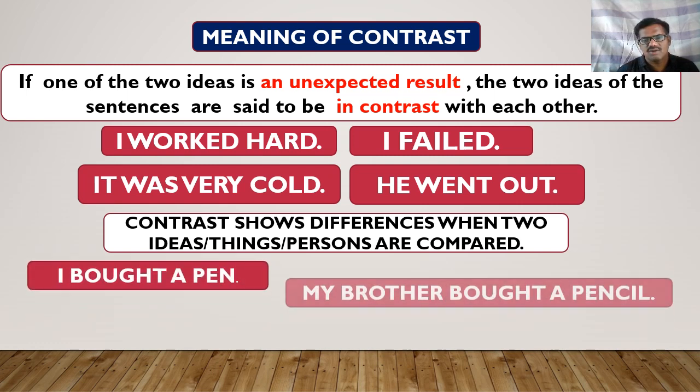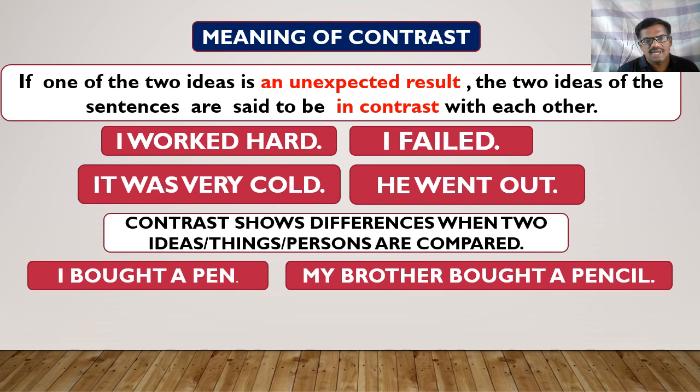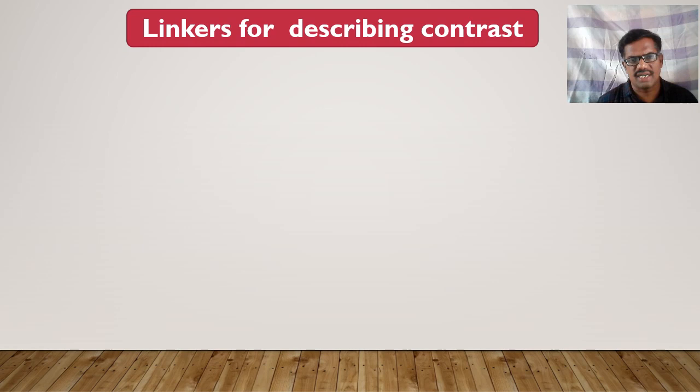Let us see one more example. I bought a pen. My brother bought a pencil. These are the sentences showing the contrast. So here the contrast shows the differences when two ideas or things or persons are compared. So far you have seen what is the meaning of contrast. Now let us see what are the different linkers that can be used for description of contrast.